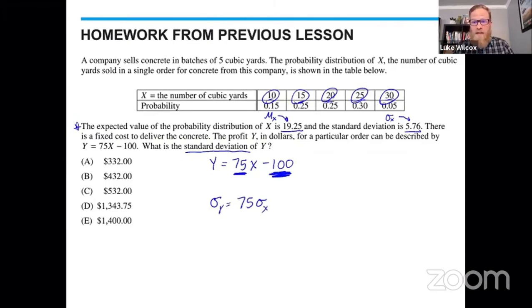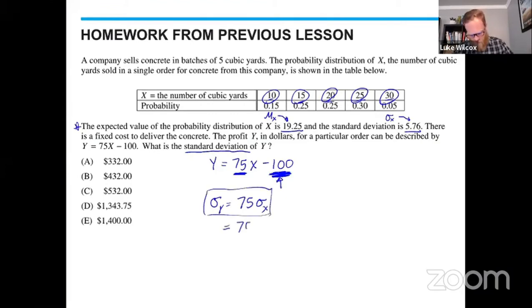Well, here's the deal. If you subtract 100 from all of the values in a list, all you're really doing there is shifting the distribution 100 units down. That's not going to change the variability. So really, this part here does not have an impact on the standard deviation of Y. And sure enough, this is all we need in order to find the standard deviation of Y.